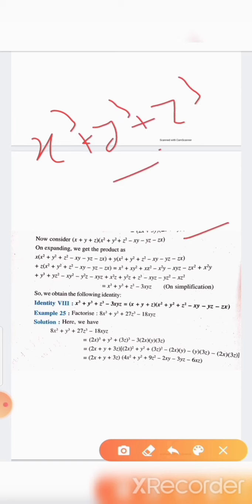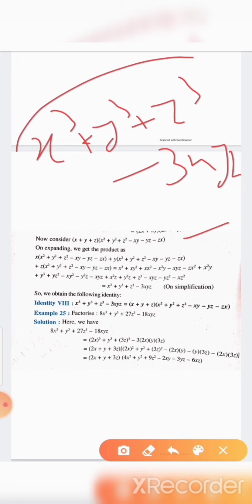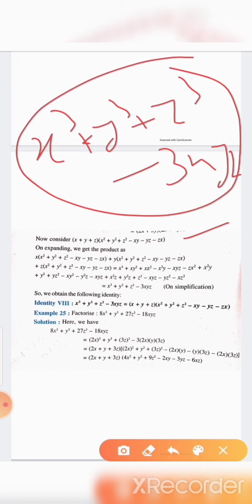So we write our identity number 8. The factorization of the RHS, we get x cube plus y cube plus z cube minus 3xyz, means the expansion of this value is the bracket (x plus y plus z) multiplied by the bracket (x square plus y square plus z square minus xy minus yz minus zx). Using this identity, we solve example number 25.